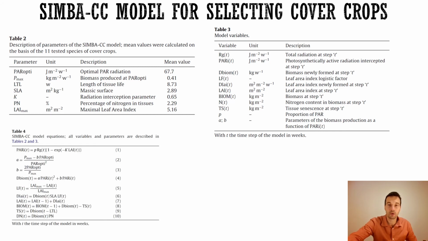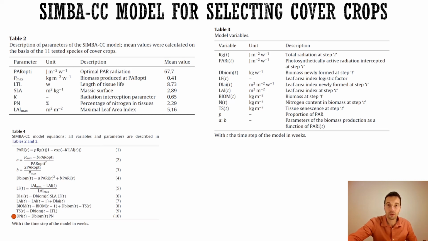The model is based on a number of equations, which calculate the interception of photosynthetically active radiation as a function of the radiation, the leaf area index, and the crop-specific interception parameters. Plant maximal productivity as a function of biomass and interception. Dynamic of leaf surface and the proportion of biomass allocated to shoots. Biomass growth and decay. And finally, the nitrogen content in the newly formed biomass.